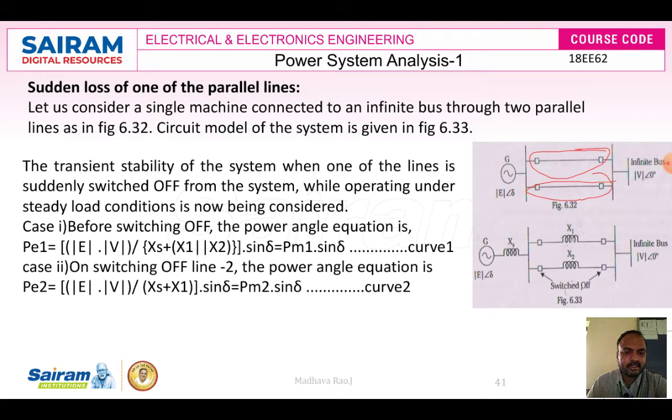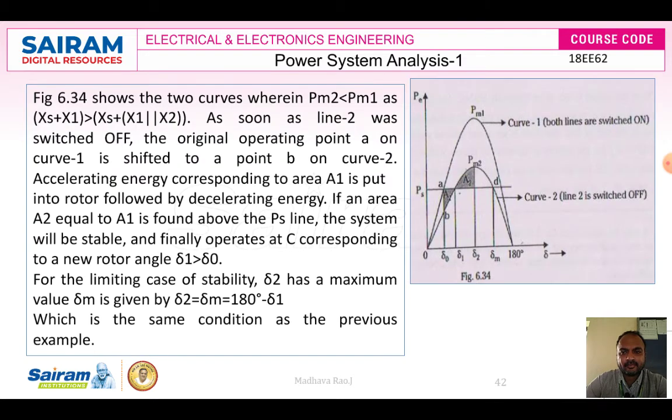Here we can also see the second diagram. The line has reactances X1 and X2. You can see the single line reactance diagram in this figure. Xs is the synchronous machine reactance, and X1 and X2 are the line reactances. Curve 1 is before the line is switched off, and curve 2 represents the switched off condition. You can observe this clearly in this graph.